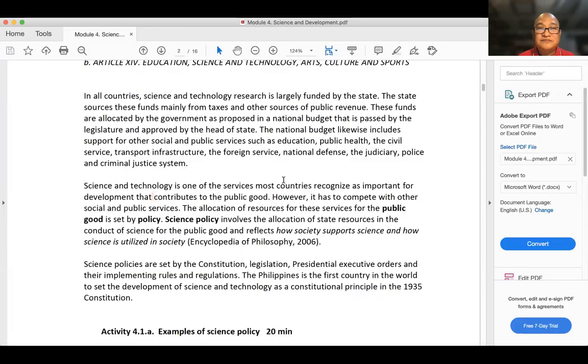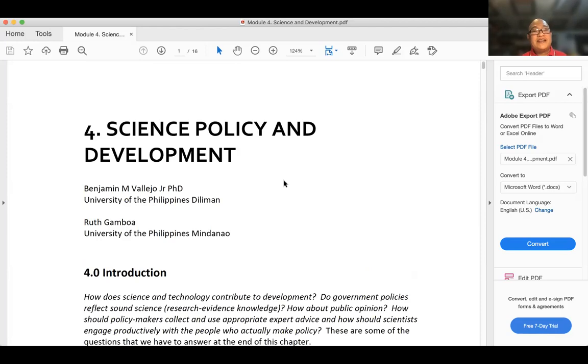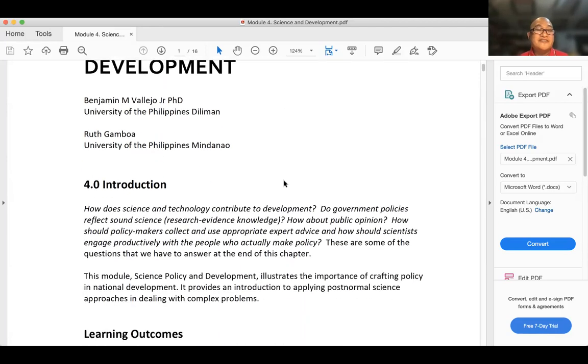So this is a brief introduction to science and development issues, which you would find in your module 4. But let me just share module 4. Okay, we're dealing with science and policy development in module 4. So the question here is, how does science and technology contribute to development, and do government policies reflect sound science or research-backed evidence? What's the role of public opinion, and so on.